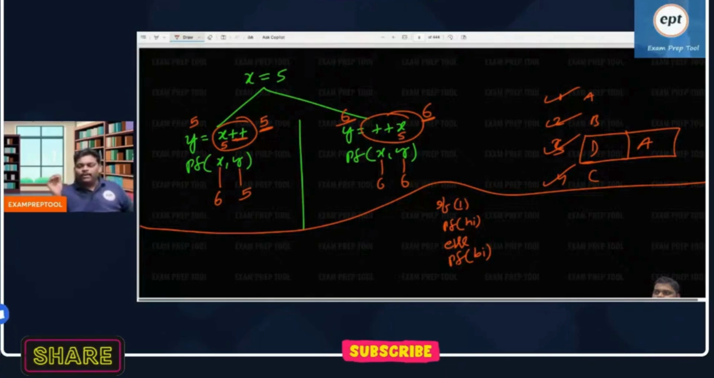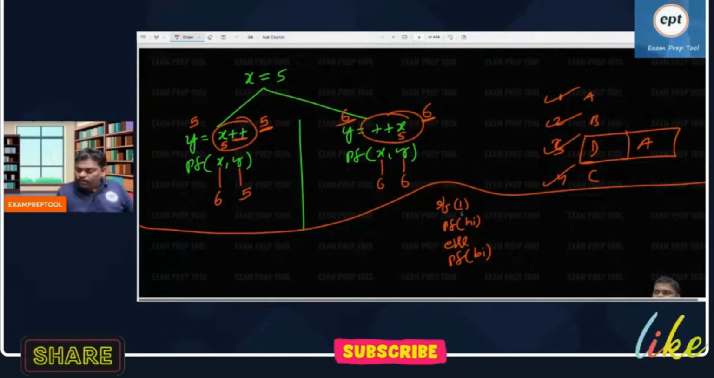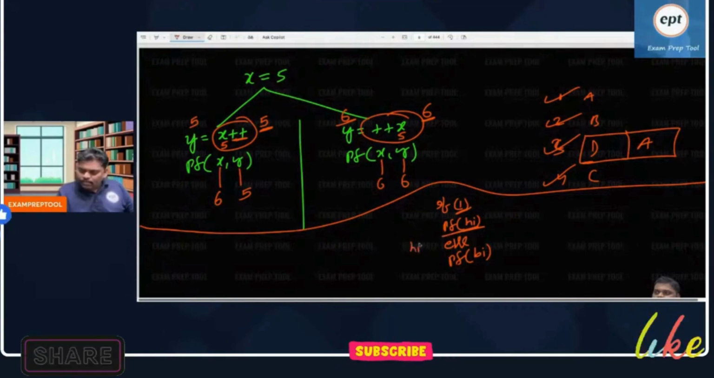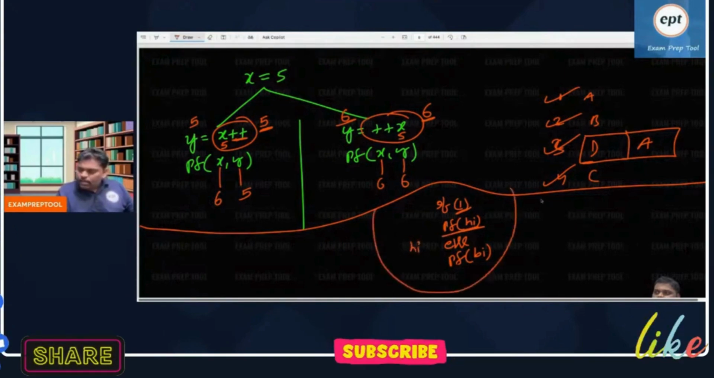Can you say what it will print? If 1, print high, else print bye. Everyone knows, if 1 means true, high will be printed. Okay, I am okay with this. Can you help me? What is the answer?